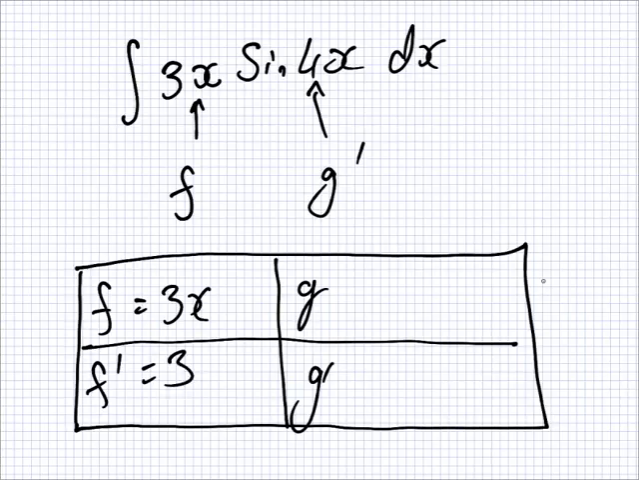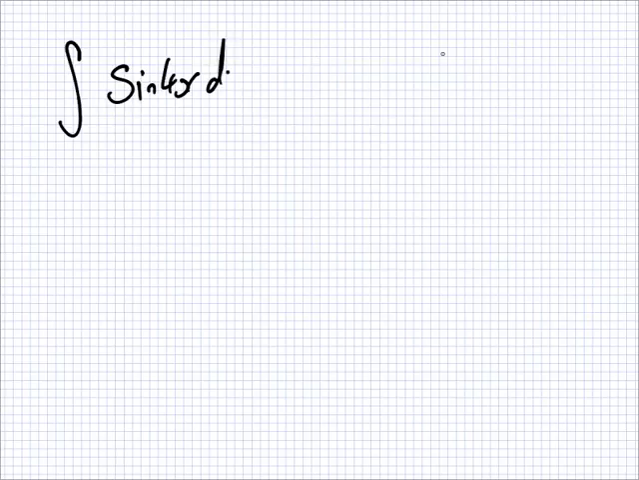And does anyone know what this one will be? Almost, but not quite. So let's calculate on the side. I'll go back to it in a moment. You want the antiderivative of sine 4x. Now, you don't actually know how to do that. You only know how to do sine x. What's the antiderivative of sine x? Minus cos x. But how could you calculate this? What could you do to calculate it?